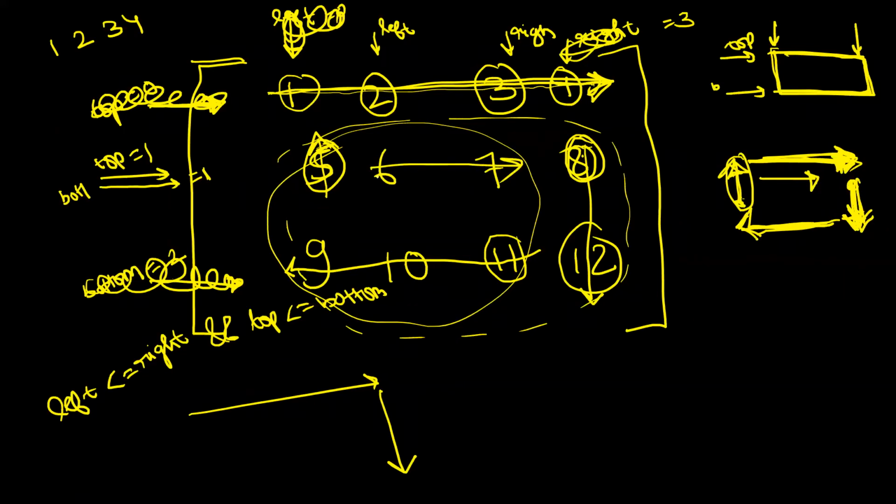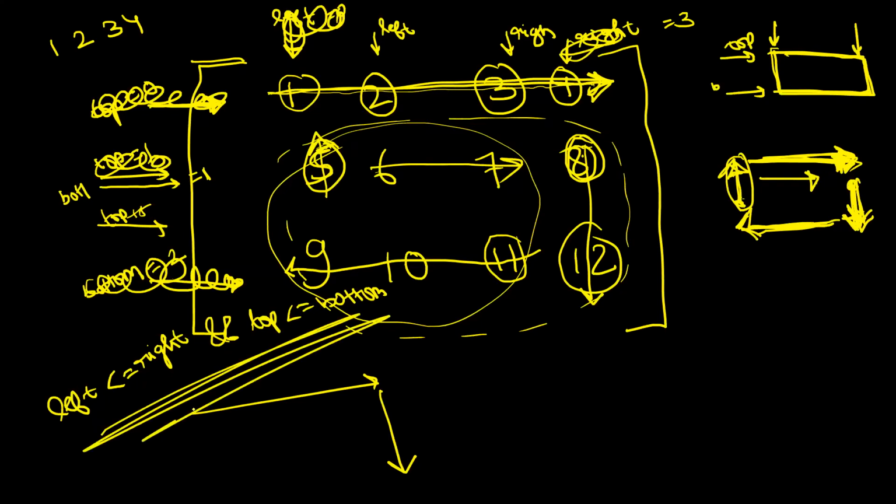Job done. Now after printing this, what do I do? I do a top plus plus. And the moment you do a top plus plus, what do you see? That the top part of the matrix has become greater than the bottom. That means now it is no longer pointing to a valid part of the matrix. So the moment any one of these conditions gets violated, you know that your spiral order traversal has been done. Dekh lo, has it been done? Are you getting a basic idea what is happening?